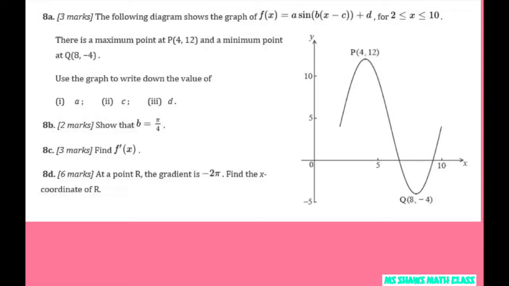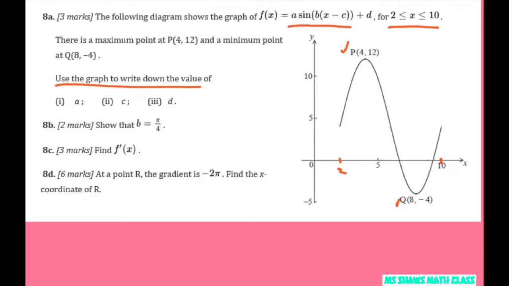Hey everyone, the following diagram shows the graph of f of x, which is a sine function, and we are given some information. Our graph is between 2 and 10 on the x values here. So this is a 2 here. And there are maximum points at P, our minimum is at Q, and we have to use the graph to fill out our equation.